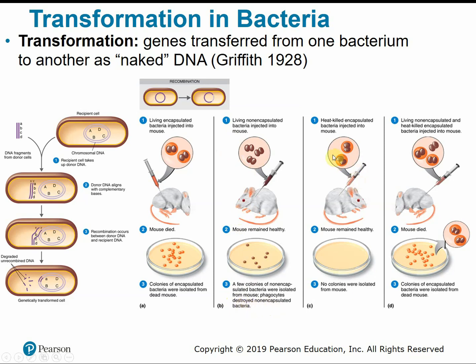So in our third scenario, we have some encapsulated bacteria that have been killed via heat. So the cells have been killed, but their genetic material is still in there. So we inject the dead bacteria into the mouse. Mouse remains healthy. No colonies were isolated. These cells are dead. They can't replicate. So the DNA would just degrade by the mouse's immune system.